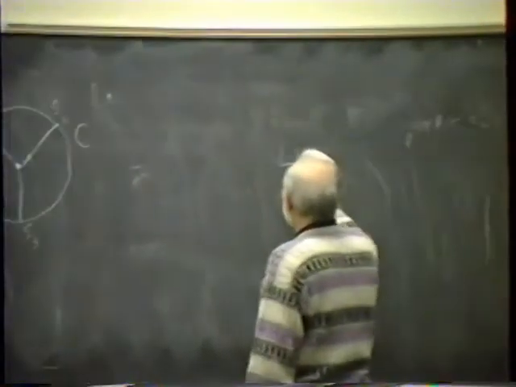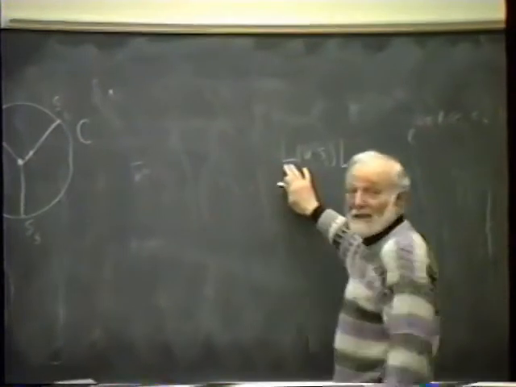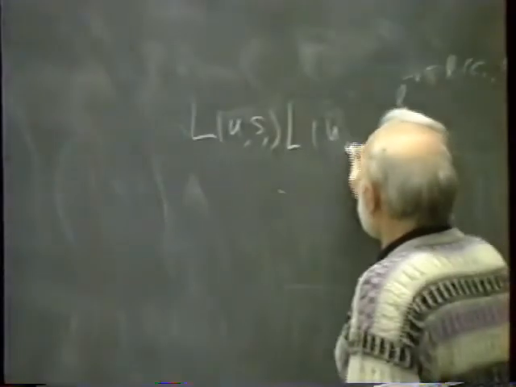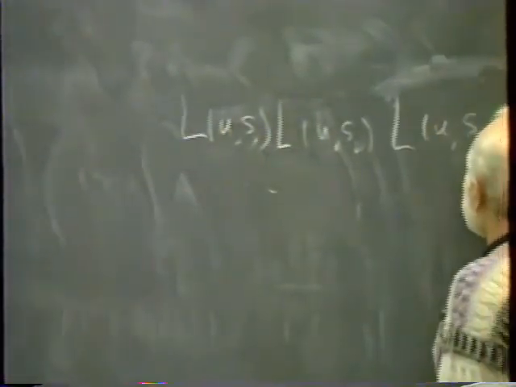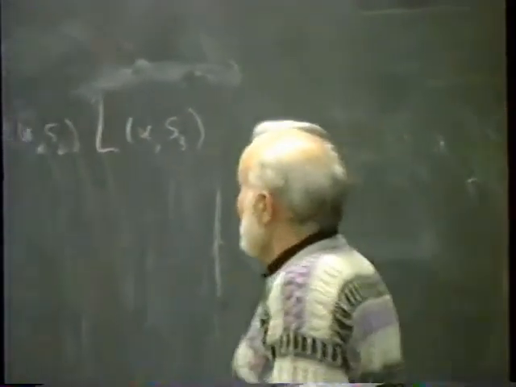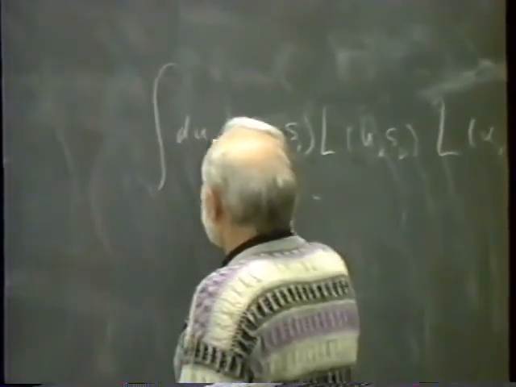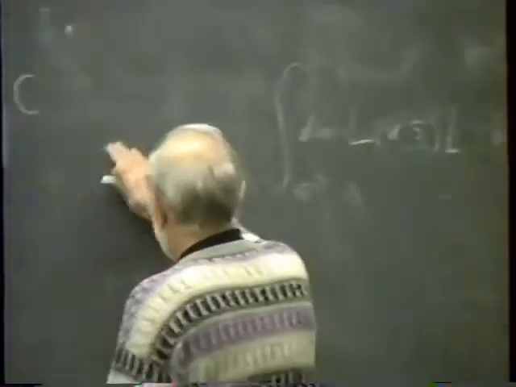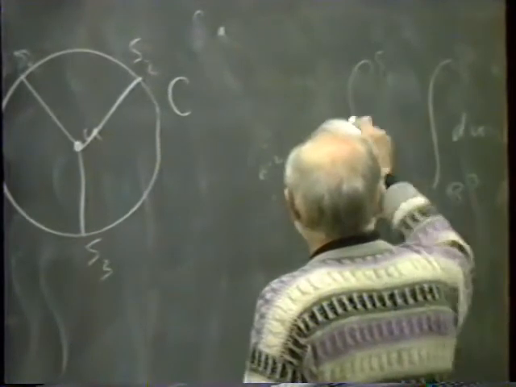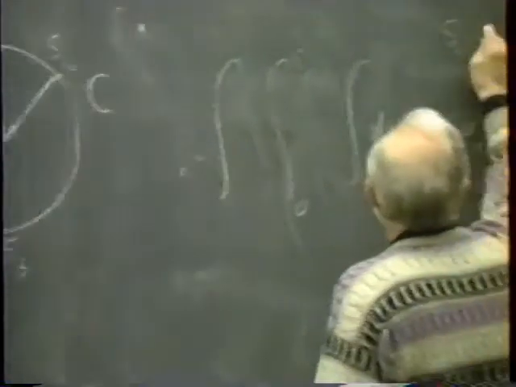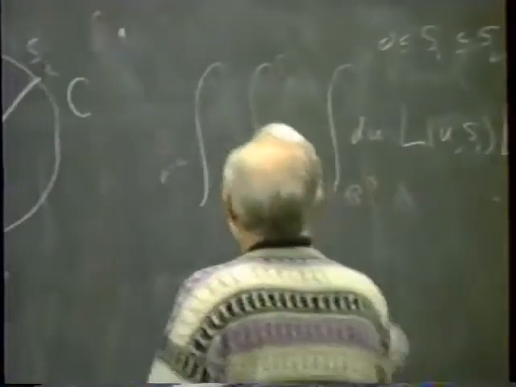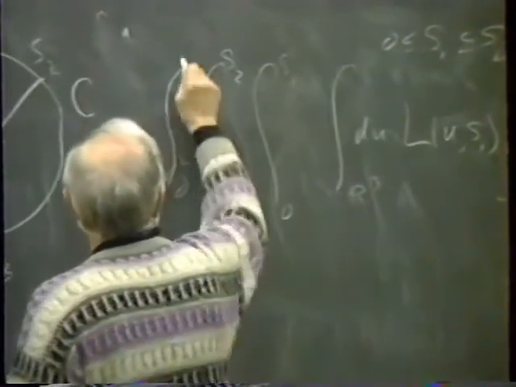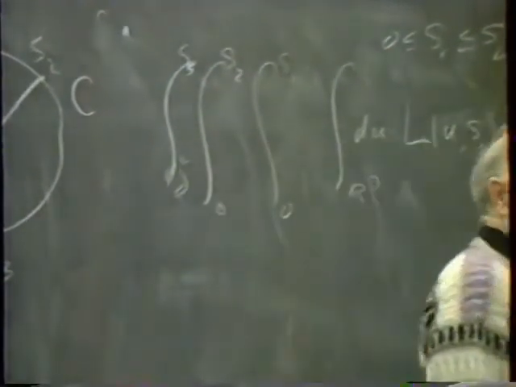It's L of U S1. L is the basic propagator. L of U S2. L of U S3. Right? And the du integral is over the 3-manifold R3. And the other integrals, 0 to S1, 0 to S2, 0 to S3. So there is an example of a generalization of the self-link.